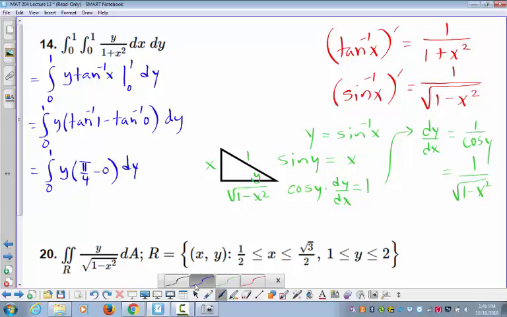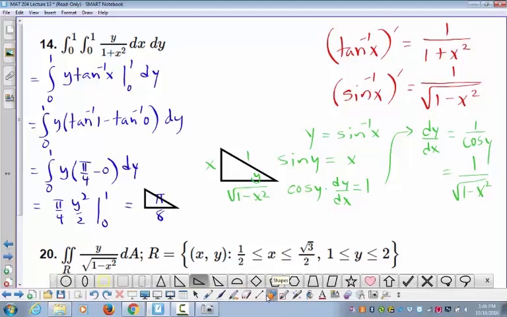So we integrate y. We get y squared over 2. Pi over 4 comes out in front. Y squared over 2 from 0 to 1. So we get pi over 8. That's our final answer. Pi over 8.